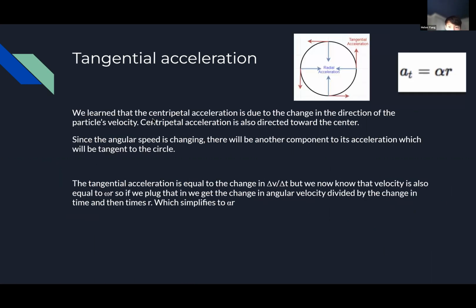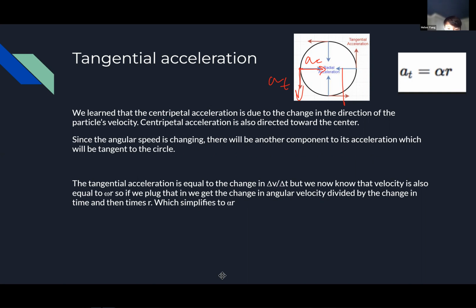Okay, so I'll talk about tangential acceleration now. So in this diagram, since last week we learned that the centripetal acceleration always goes to the center. So this right here is the centripetal acceleration. And we learned that the centripetal acceleration is due to the change in the direction of the particle's velocity. The centripetal acceleration is also directed toward the center, as I showed. So since the angular speed is changing, there will be another component to its acceleration, which will be tangent to the circle, which is this right here. So this is known as a tangential acceleration.